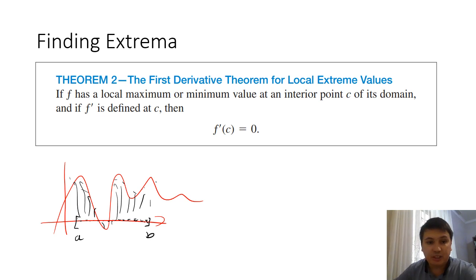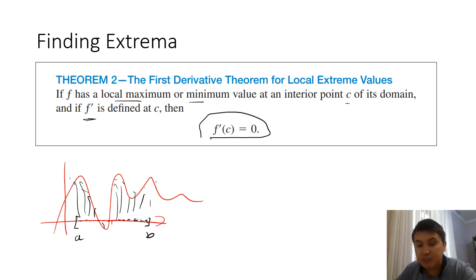Okay, so here's the first derivative theorem for local extrema. What it says is, if f has a local maximum or minimum at an interior point C, where interior means inside the domain of the interval, and if f is differentiable there, so the derivative exists, then the derivative must be 0. This is how we get our candidates. We don't have to look at every single point on this interval. All we have to do is find the points where the derivative is 0.